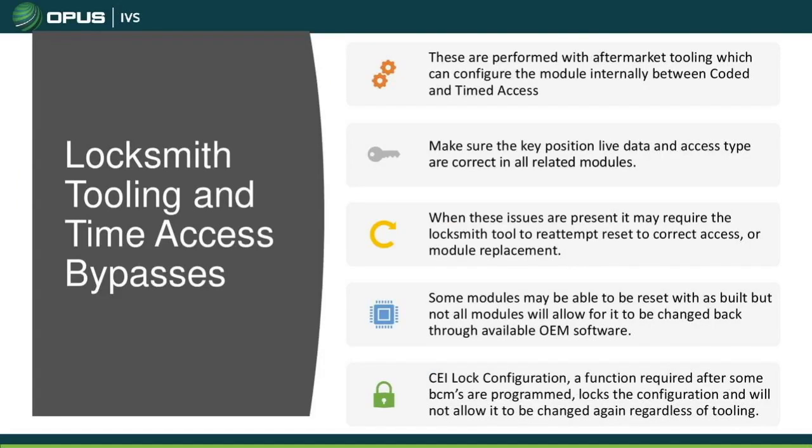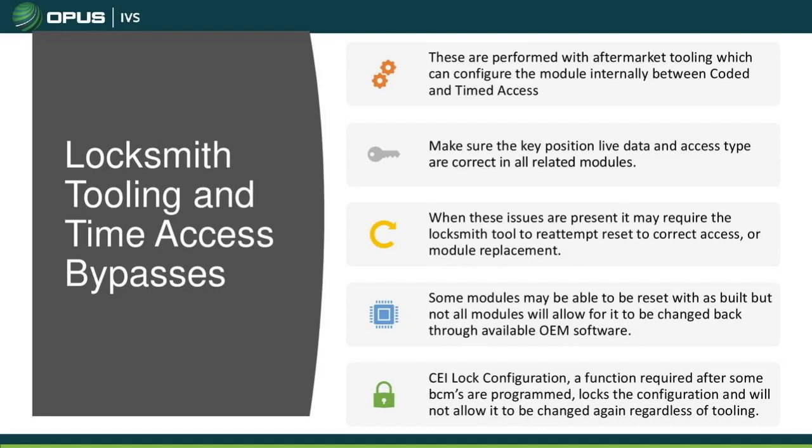Word to the wise, there are some aftermarket key programming tools that can force past that 10-minute delay by flipping between a coded and timed access. I've recently seen issues where people have bricked modules to the point where we can't recover them with factory software. The locksmithing tools have changed over from coded to timed, and if we're not aligned with what the factory software is looking for, we can't access these modules properly.